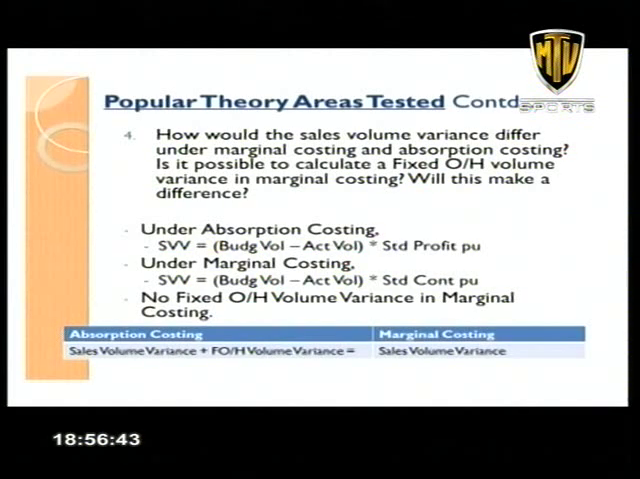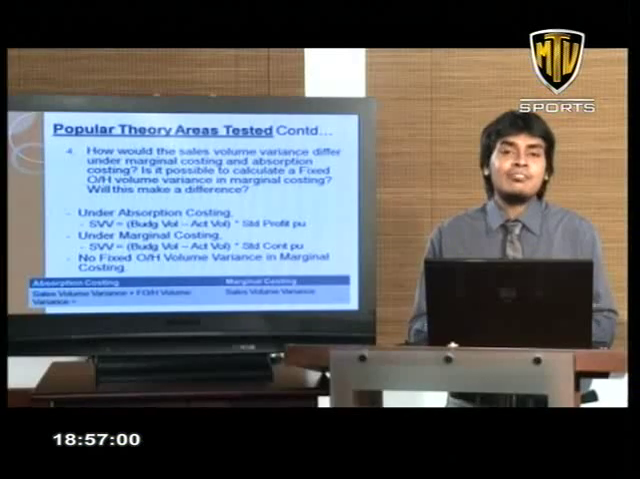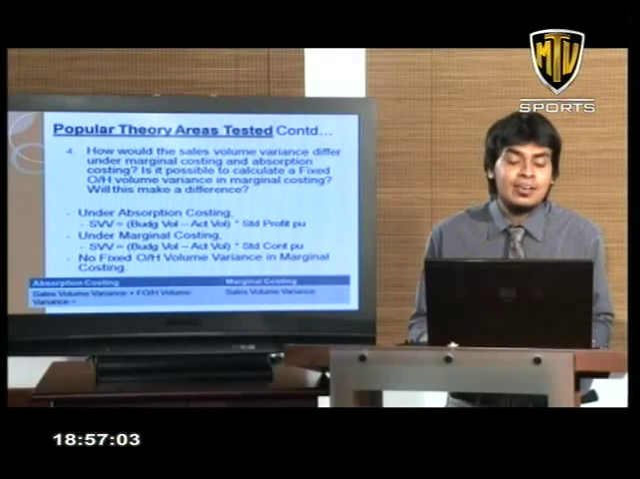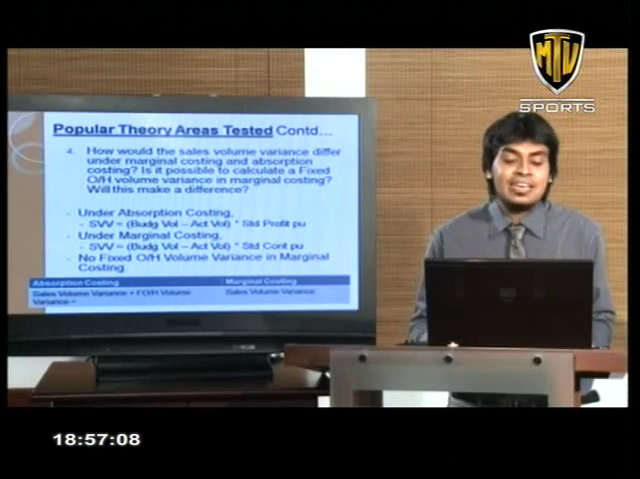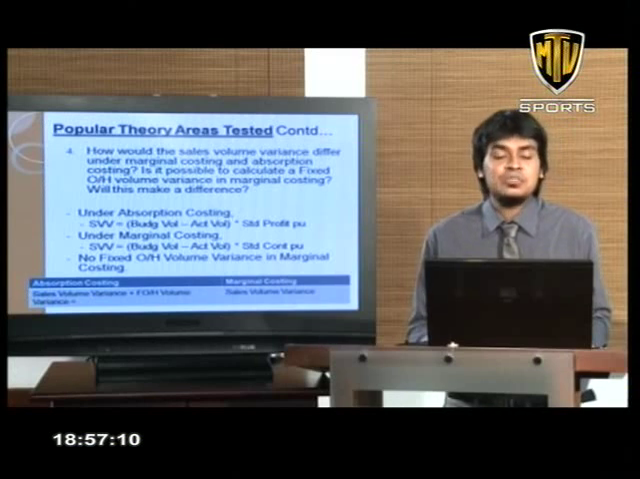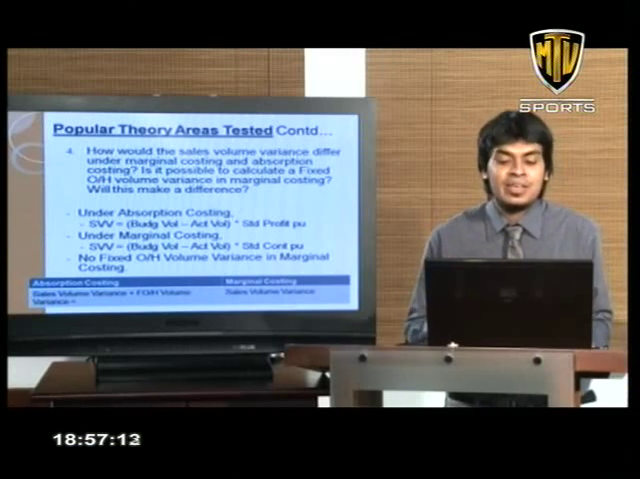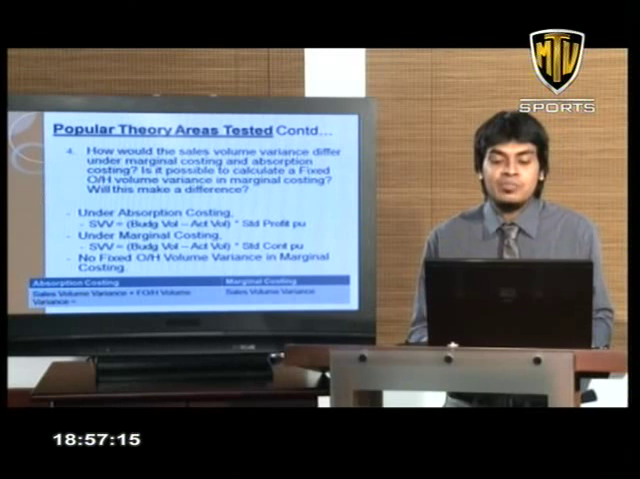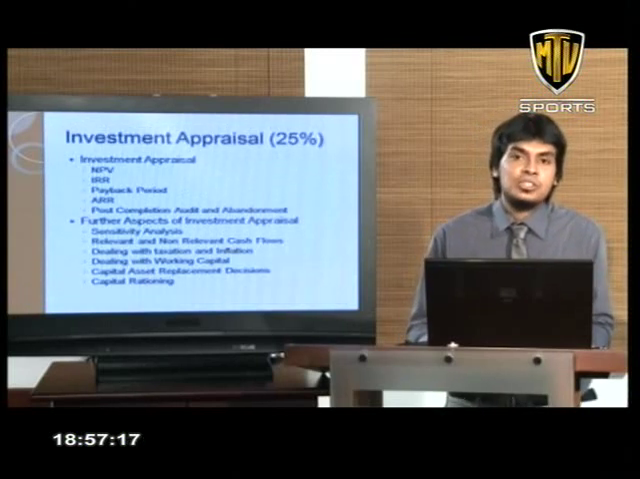And another very important point to note is that this difference between the sales volume variances is actually accommodated by your fixed overhead volume variance, which you calculate only in absorption costing. You don't get a fixed overhead volume variance in marginal costing. So you will find out mathematically, it can be proven that the sales volume variance calculated under absorption costing, if you add to that the fixed overhead volume variance, which you calculate only under absorption costing, that would be equal to the sales volume variance that you calculate under marginal costing.